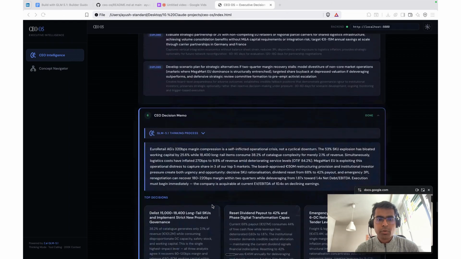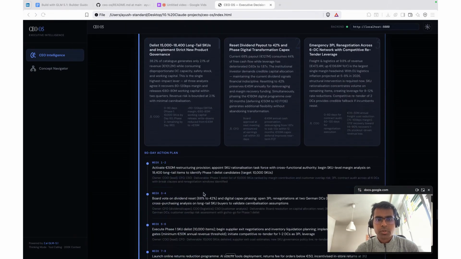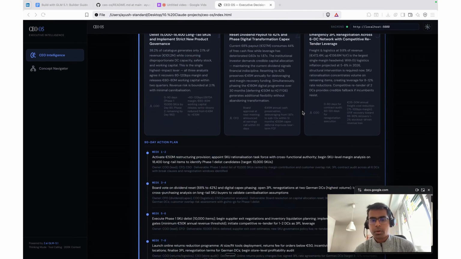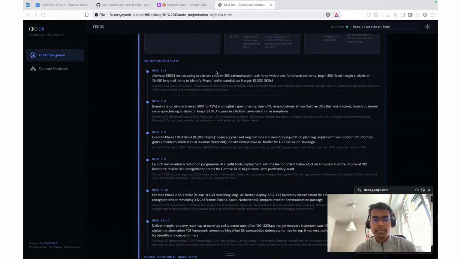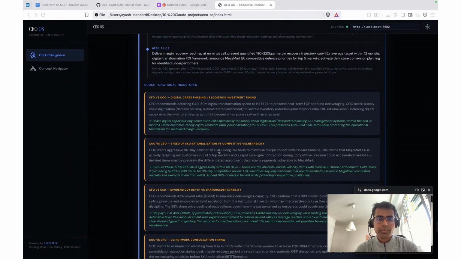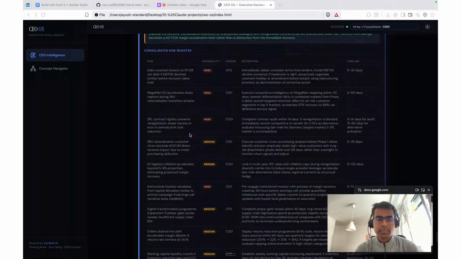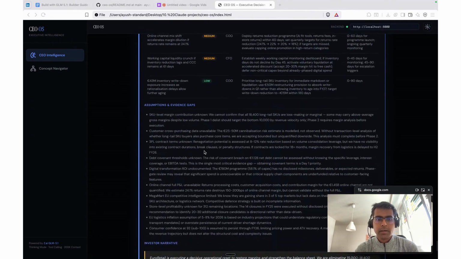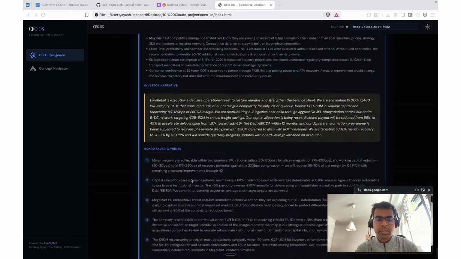And then finally, a CEO memo is made available where there are top decisions. What are the top decisions you could do to solve this problem? What is the 90-day plan to get started? What is the cross-functional trade-off? The risk parameters, what are the different risks, assumptions and evidence, and investor narrative and board talking points, right? So now I have the board talking points and investor narrative of how to solve this particular problem.